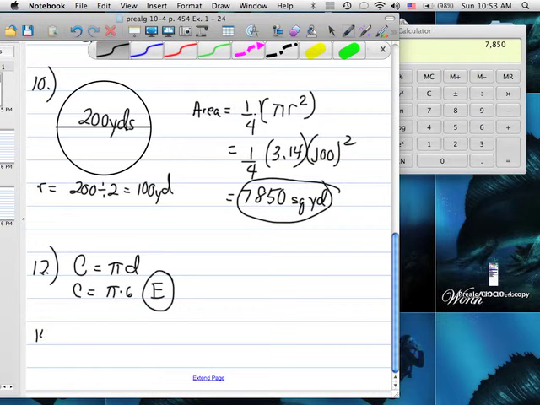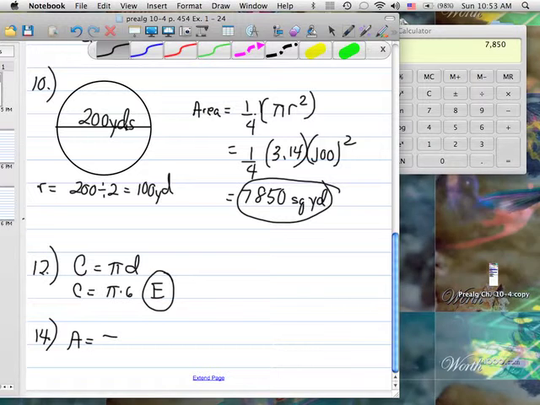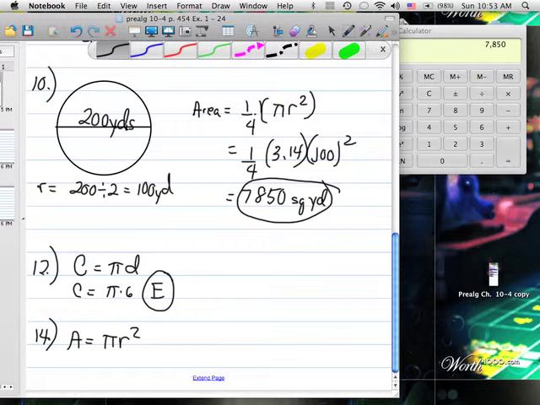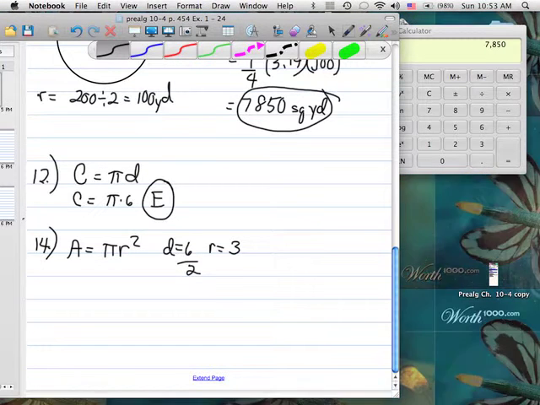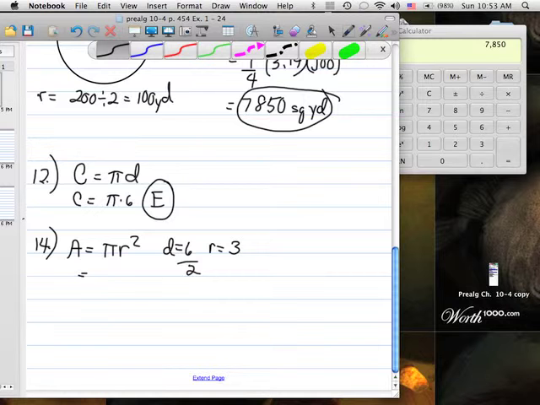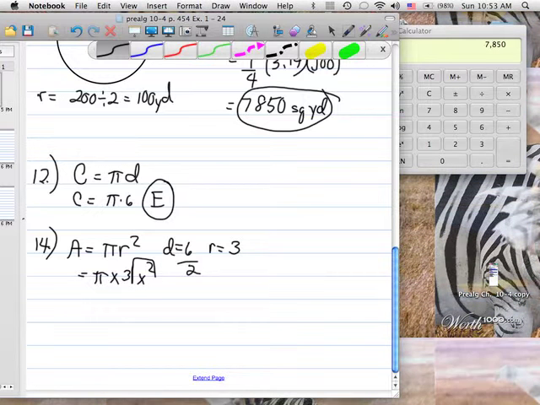And problem number 14, find the area of a circle with a diameter of 6. Area equals pi r squared. And if the diameter is 6, the radius is half of that, 3. So we want pi times 3 squared. And that's key sequence A.